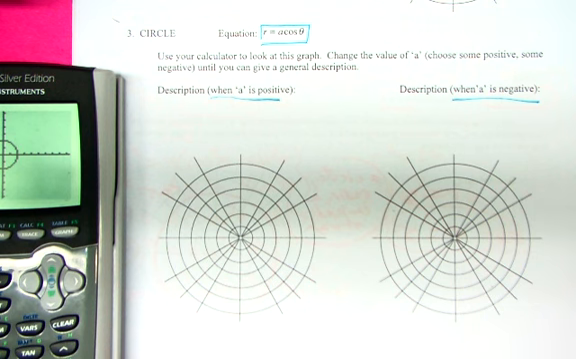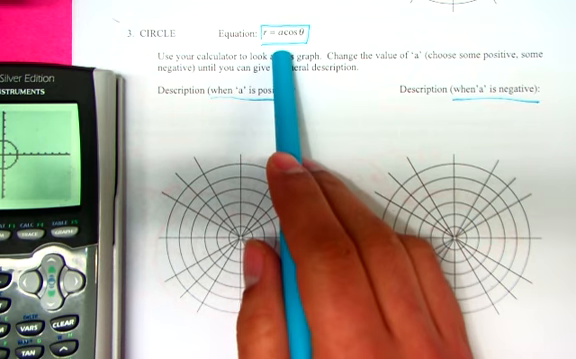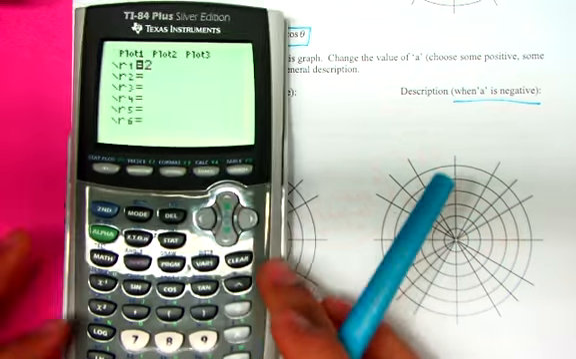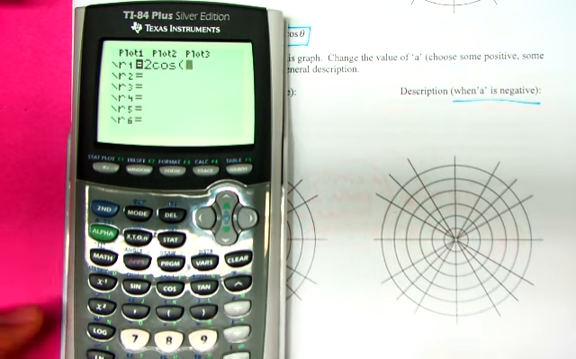Isn't it like the same thing? Like if you had r equals 2, and then you have r equals negative 2. If you had 2 and then negative 2.